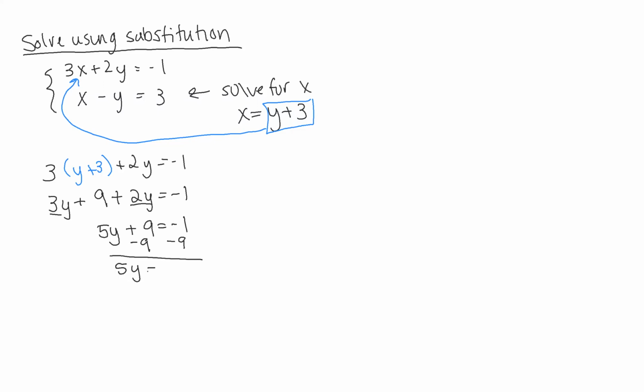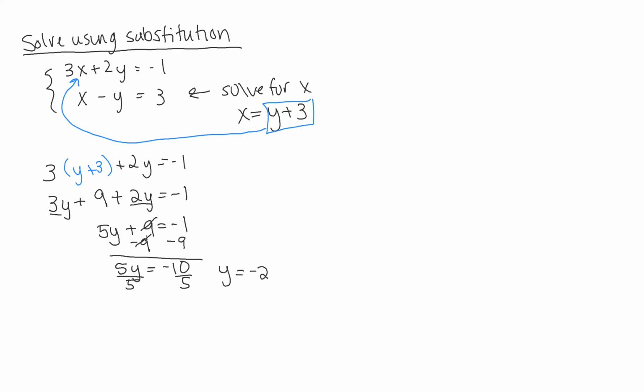That gives me 5y equals -10. 9 minus 9 is just 0. 5y plus 0 is just 5y. I'm going to divide both sides by 5, and we get that y is equal to -2, which is great.